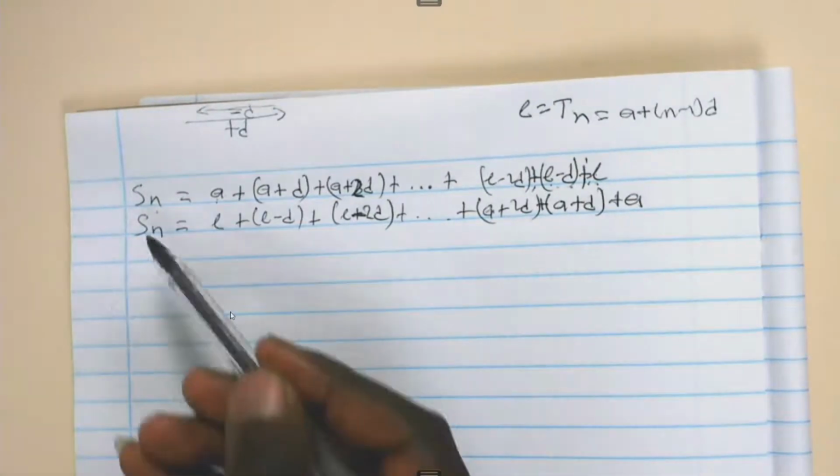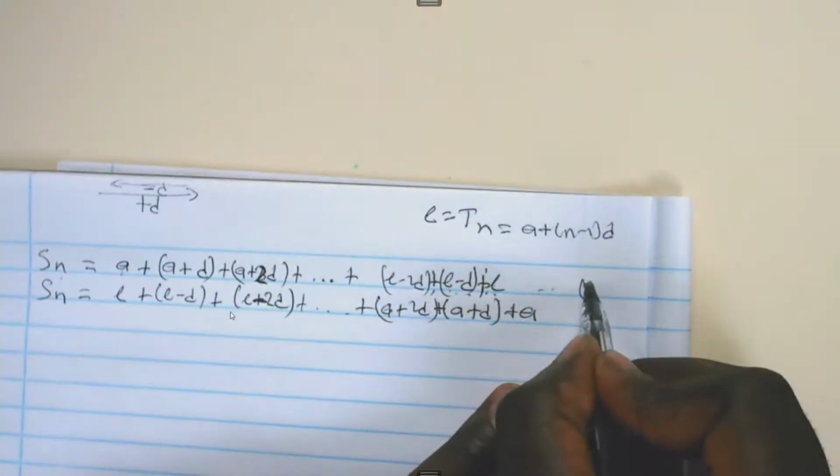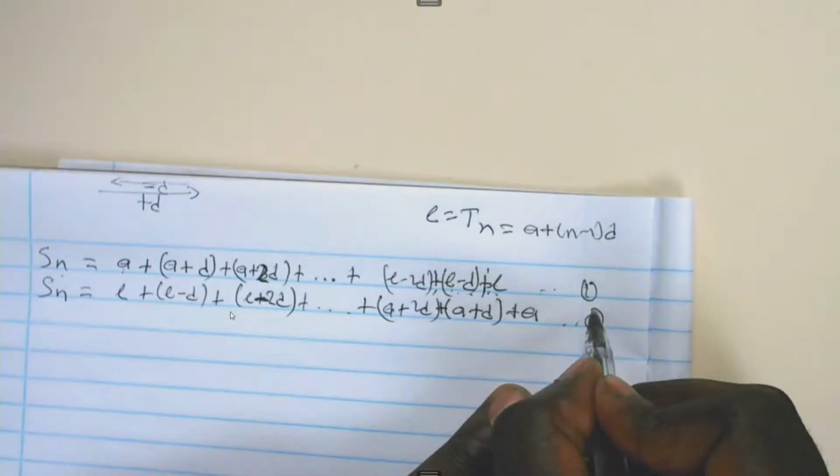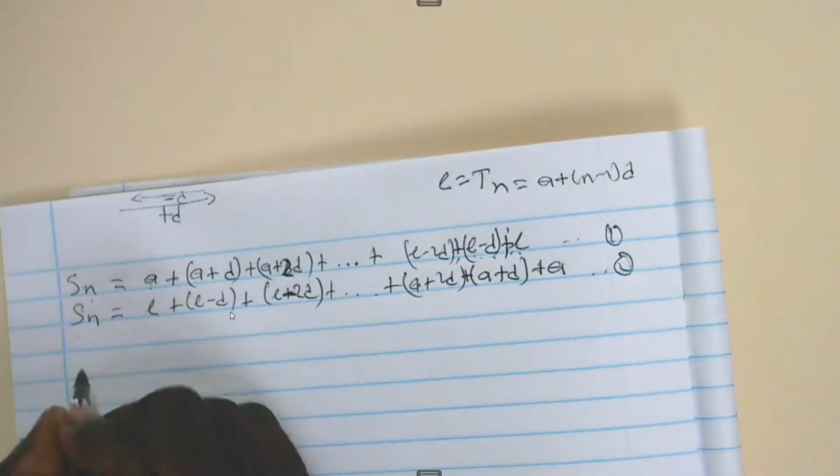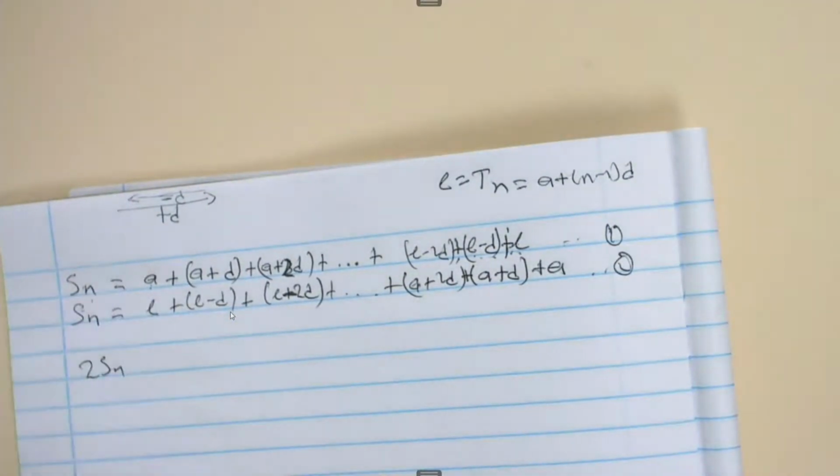Now we set Sn plus Sn because we have two equations here. This is equation number 1, this is equation number 2. Now add the two equations. We have Sn plus Sn, that gives us 2Sn.